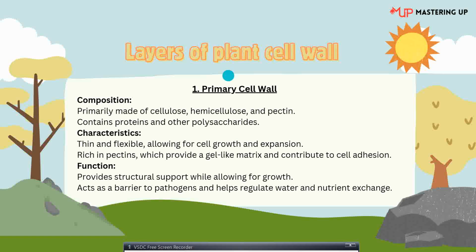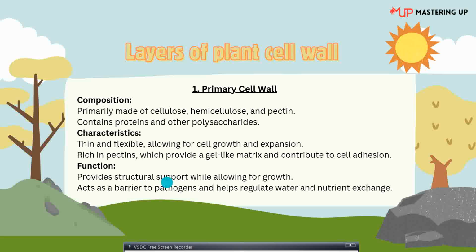This primary cell wall is made during the growth of the cell. That's why it helps in growth and expansion, and it is thin and flexible. The primary cell wall is rich in pectins, which provide a gel-like matrix and contribute to cell adhesion, for the gluing of the cells together.